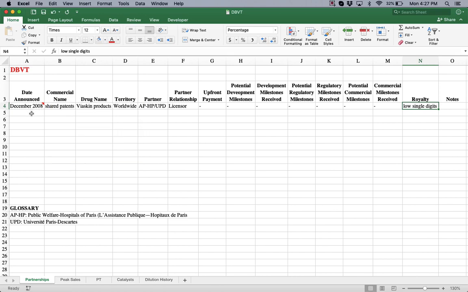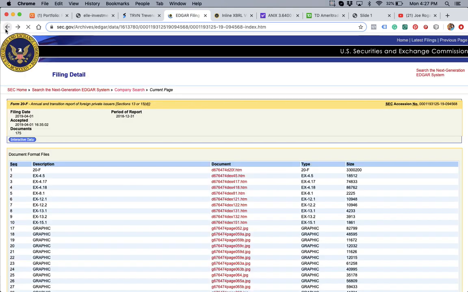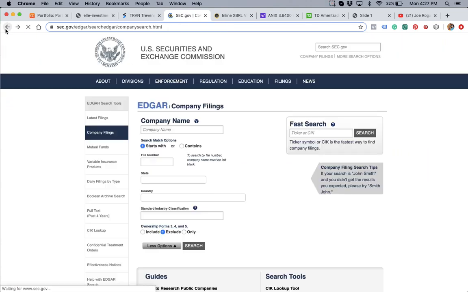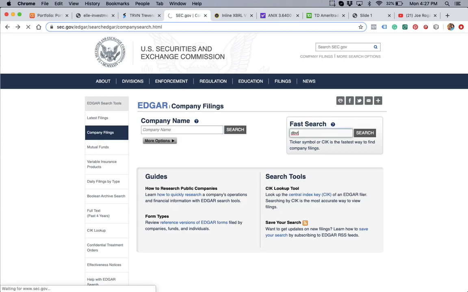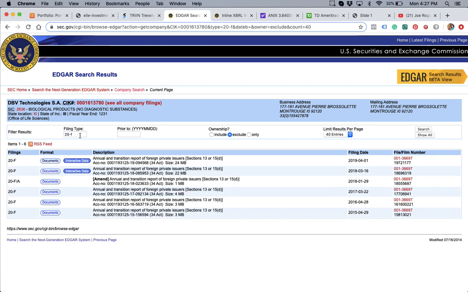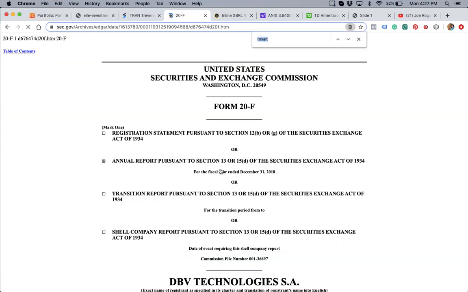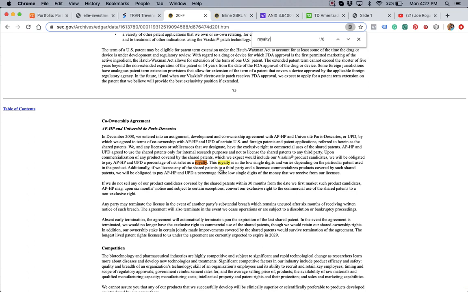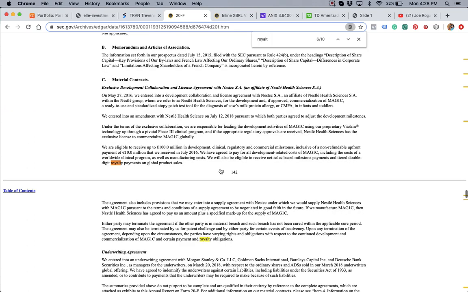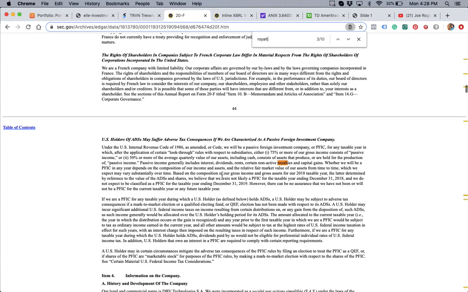So an easy way to look for that, if you go into the company's filing, for a U.S. company, you would check either the 10Q or the 10K. DBVT is a French company, so the foreign companies, they file what's called a 20F. And this is where you can find the information that you would normally find in a 10K. So you go into the 20F and just do a search for the word royalty or royalties, and down a couple instances, let's see here.